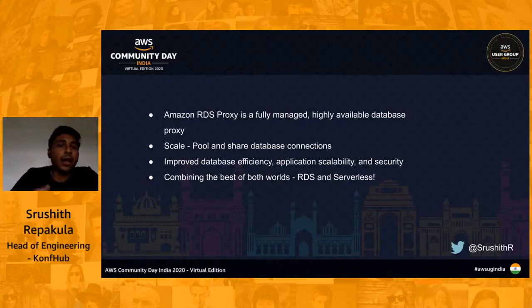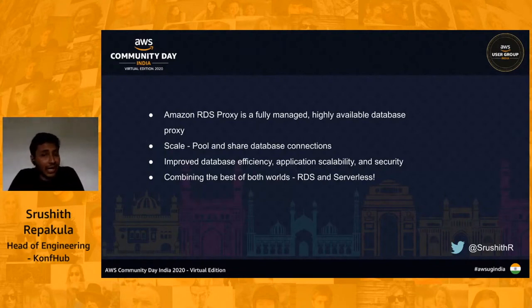The RDS proxy is a fully managed, highly available service. The scale, as I talked about, right? Generally, RDS has a scaling limit based on the number of active connections at a given point in time. That is now moved out of RDS, and the RDS proxy takes care of that. We have improved database efficiency, application scalability, and security, because from the application, we are not connecting to the database. Actually, we're connecting to the RDS proxy. So we have one more layer of shield from the data itself.